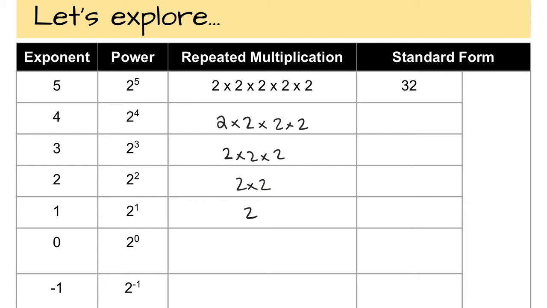Welcome back. Let's talk about our standard form or our answers for each of these. So 2 with an exponent of 4 is 16. 2 with an exponent of 3 is 8. 2 squared is 4. And 2 with an exponent of 1 is 2. So let's look at the pattern here. What happens each time when we go down one exponent? Right, we divide by 2 each time.